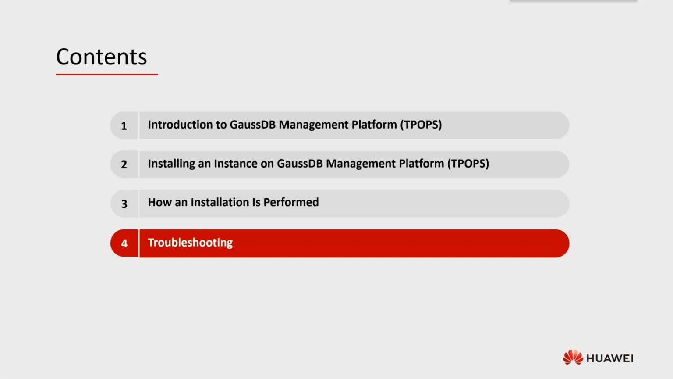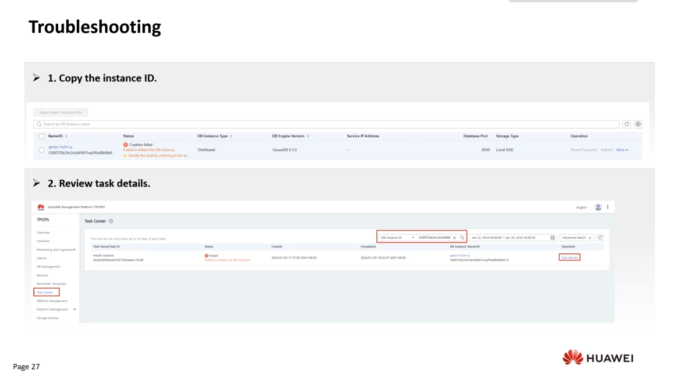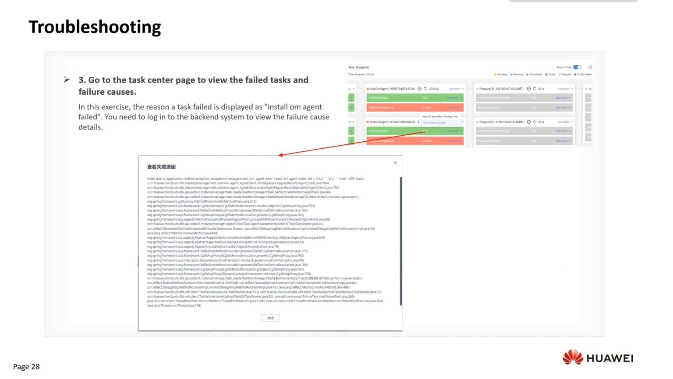The last part describes how to locate the root cause of an installation failure. Let's use a specific case as an example. If an instance fails to be installed, you can see an instance creation failure in the instance list. In this case, you need to copy the DB instance ID and then search for the DB instance that failed to be created. Based on the DB instance ID in the Task Center, you can click Task Details in the Operation column. In the Task Center, you can locate the failed task.